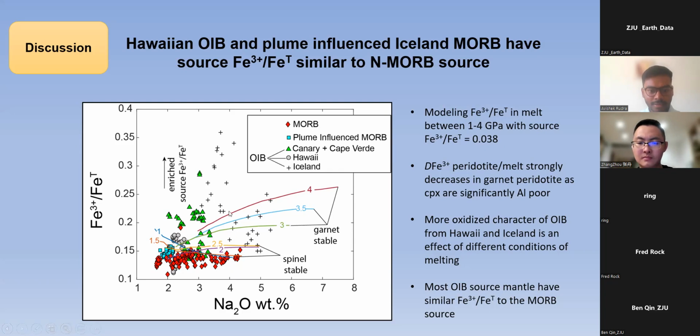But the conclusion is that before we can talk about source heterogeneity, we need to talk about the fact that the melting itself can generate differences in ferric iron concentration in the melt as a function of the conditions in which the melting is taking place. So that's answering all the questions we started with.